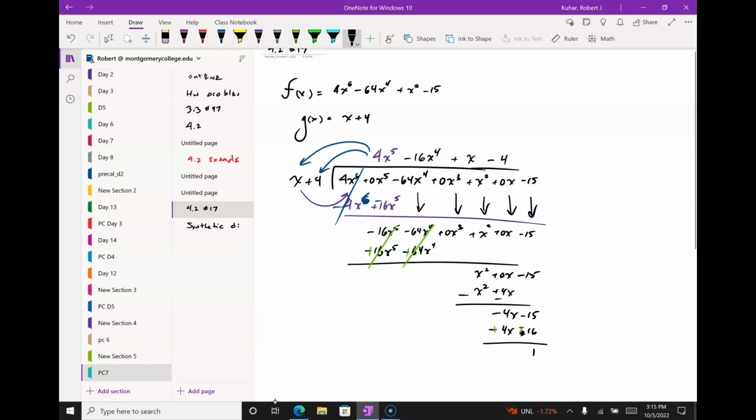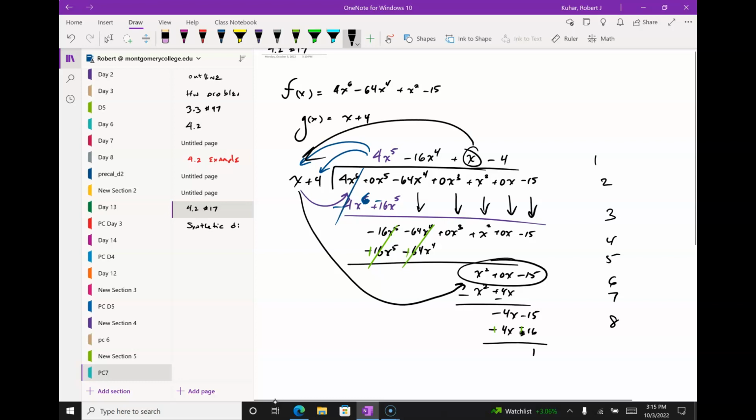Wait a minute. Can you give me what line you're on? I'm probably on line 6. Okay, so this is the problem, but I'm saying x goes into x squared how many times? X times. Yeah. Come back and multiply x squared plus 4x. Change the signs. The first one cancels, so I get minus 4x minus 15.